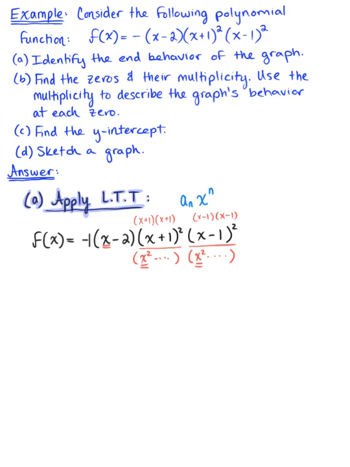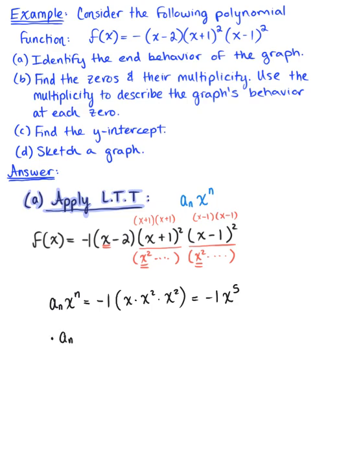So we're ready to identify our leading term. We can say that our leading term, a sub n times x to the n, is going to be negative 1 multiplied by x times x squared times x squared. We can use our exponent addition here to see that our leading term is negative 1 times x to the 5th. Woohoo! Now we're ready to apply the test.